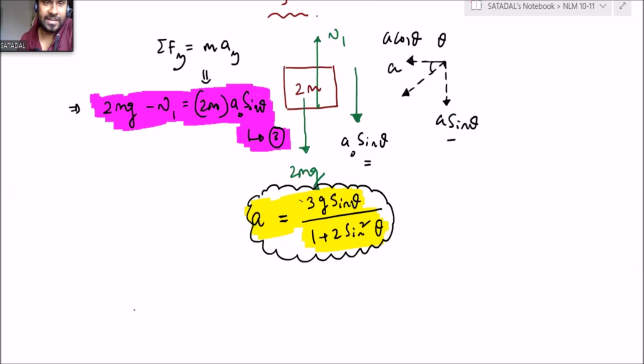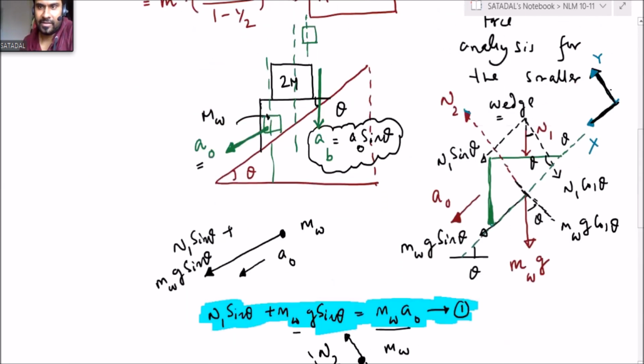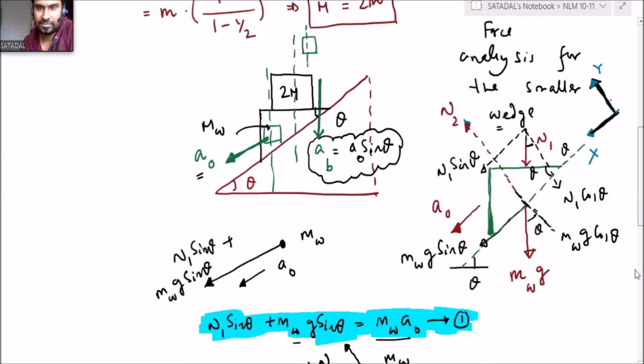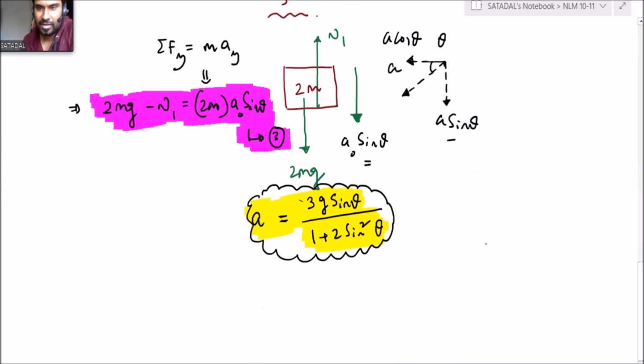Okay, there was a step 2 in the question also. Did you remember what that was? They were asking the normal reaction between 1 and 2. Where is 1 and 2? Here is 1 and 2. So I'm just drawing the diagram. This is M. This is M by 2.